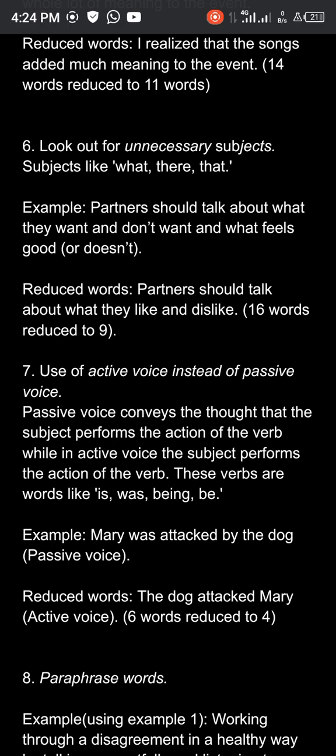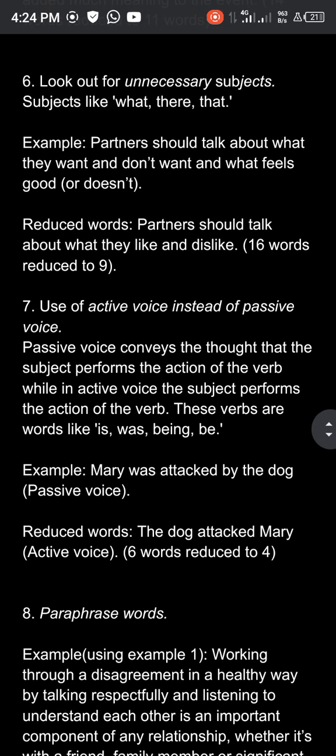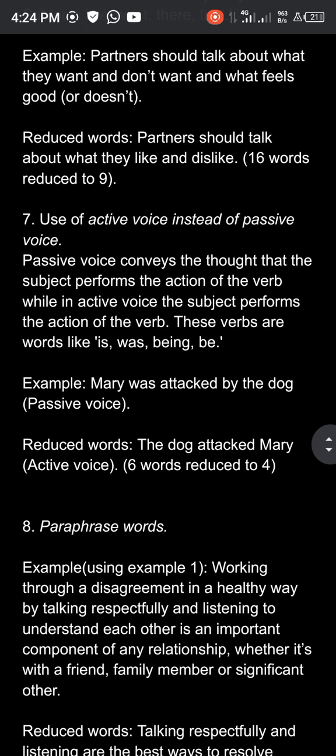See the reduced words: "Partners should talk about what they like and dislike." See, it's that simple. Partners should talk about what they like and dislike, instead of what they want, what they feel. It has reduced from 19 words to 16 words.